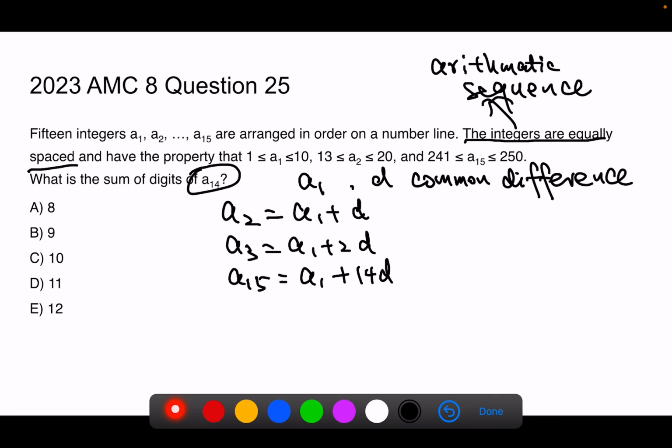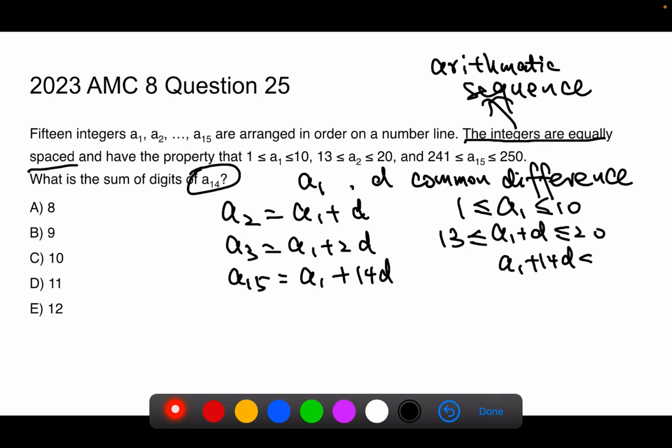What does that mean? This is telling me a1 is between 1 and 10. a1 plus d is between 13 and 20. And a1 plus 14d is between 241 and 250. And remember, all of them are integers, so d has to be an integer as well. There are sort of three equations already for a1 and d, and they're integers, so this makes it promising that we might be able to figure out what those values are.